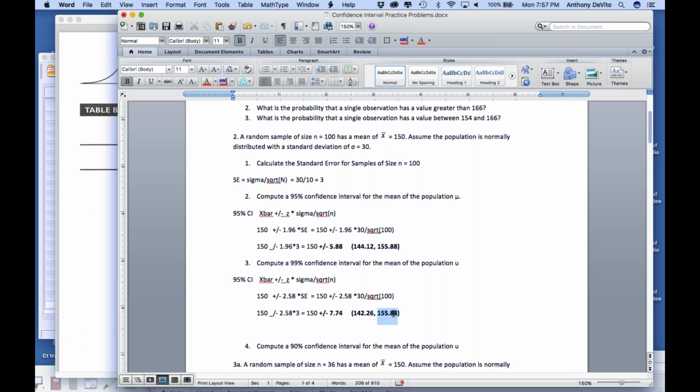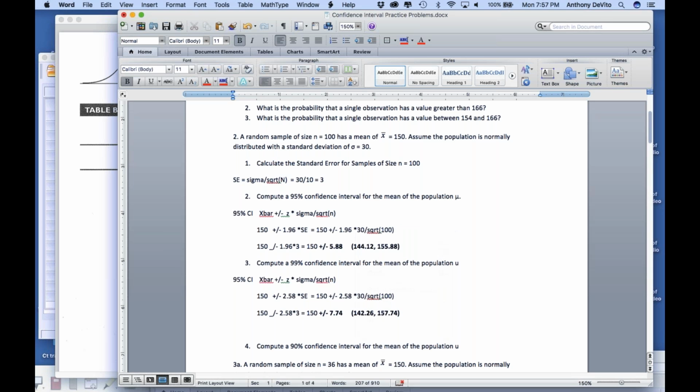And add it to it should be simple, right? 157.7. Here we go. Wait, why'd you times it by 3? But 3 is the standard error. 2.58 times 3. Remember, it was 30 divided by the square root of 100.